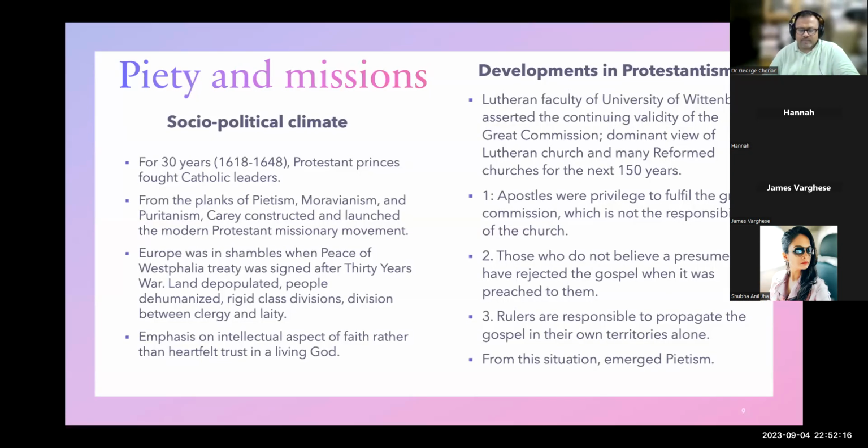So let's look at it now from the 1700s. We're going to the 1600s, and what was the climate when Pietism was developed and how it came into being? So it was like the Protestant princes were fighting Catholic leaders, and it was the 30 Years' War.